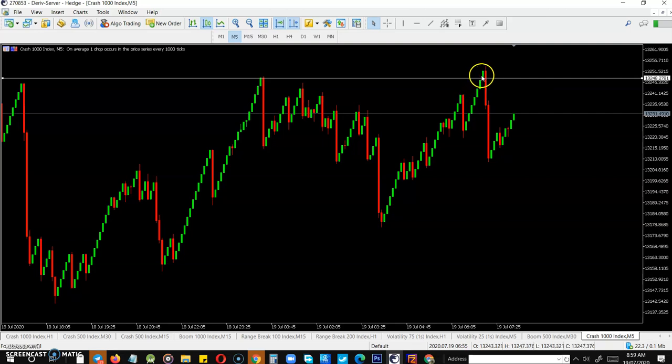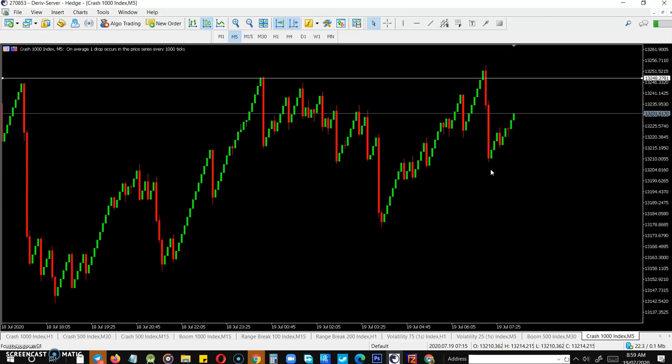Buyers will leave at this point. Why? Because there's an obstacle that will prevent this market to go further. So buyers will leave this market. So once they are leaving, sellers will come in. And once sellers come in, the market will pull. So it's a two-way market.